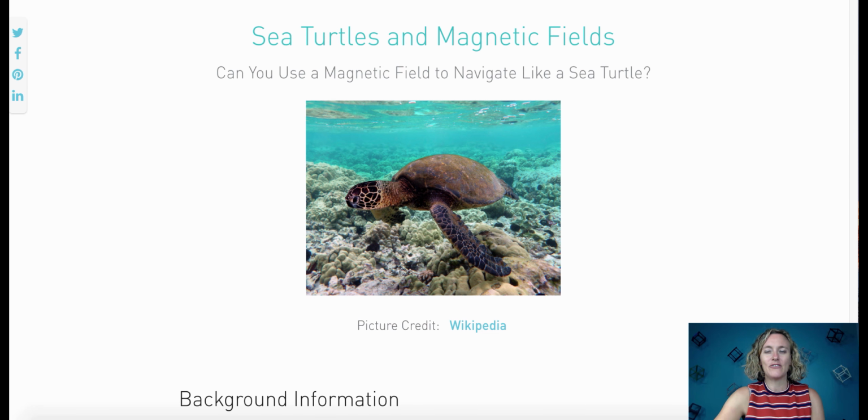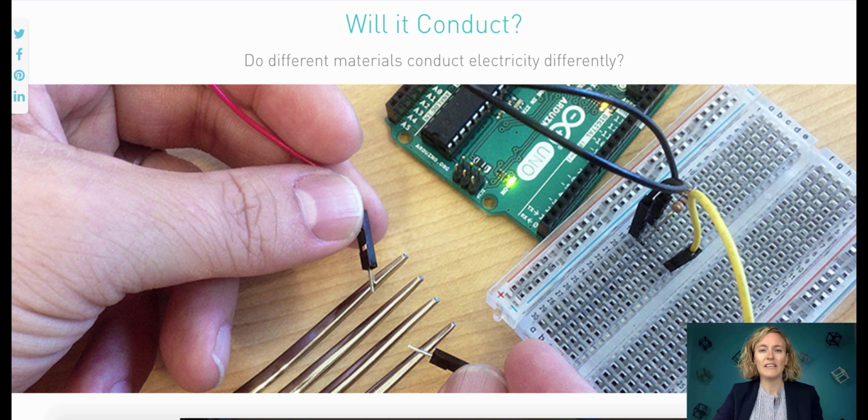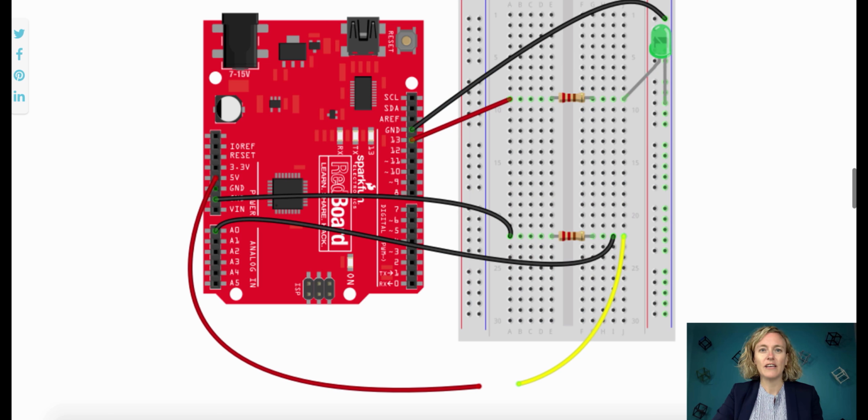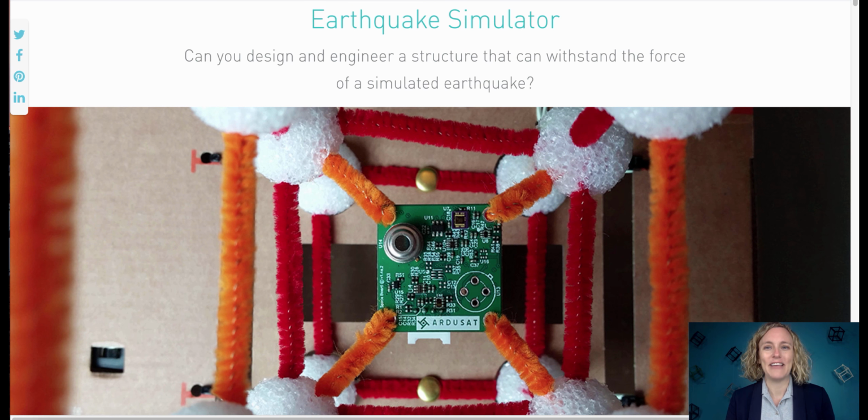The lesson titled Sea Turtles and Magnetic Fields has the students using the magnetometer to navigate a magnet map like a sea turtle. In the experiment titled Will It Conduct, the students will build a circuit using the breadboard and the Arduino, and then they will gather things from around the classroom and test them to see if they conduct electricity. Earthquake Simulator has the students building a structure using pipe cleaners and styrofoam balls, and then collecting data from the accelerometer on the sensor board to see how well their structure withstands a shake table.